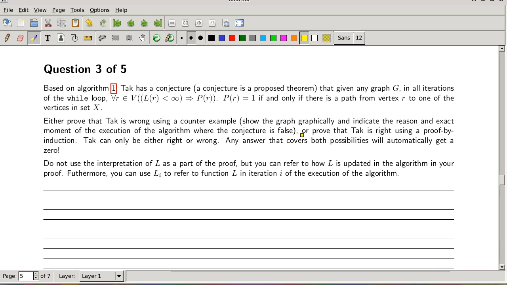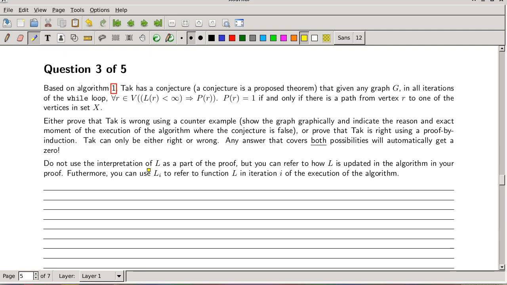Or failing that, prove that I am right. But this time you have to use a proof by induction approach. So now this is kind of going like, well, how do those two concepts relate? Proof by induction is a concept that we used earlier to prove certain things, but this doesn't seem to relate. So Tech can only be right or wrong. So pick one of these two and try to go for that approach.